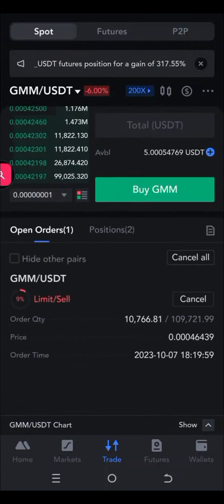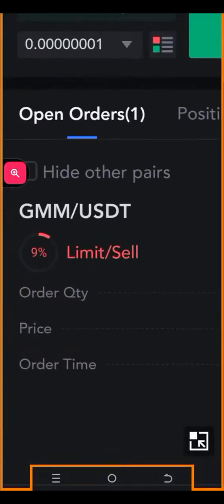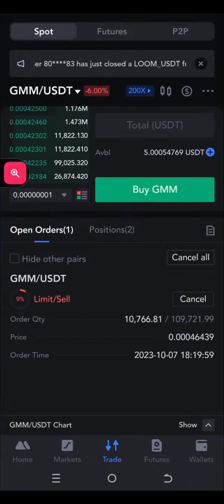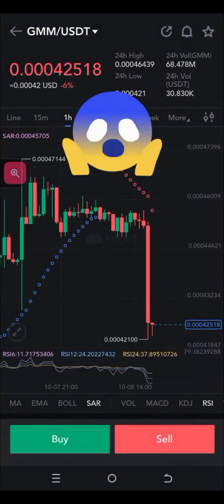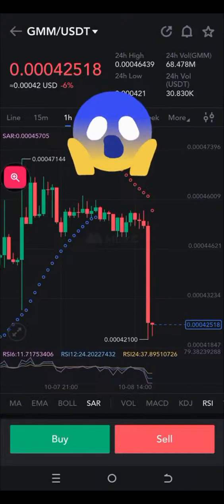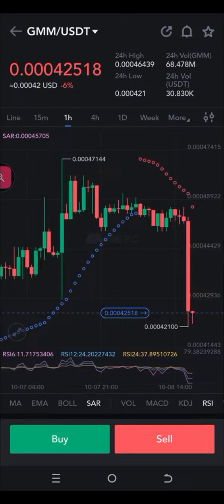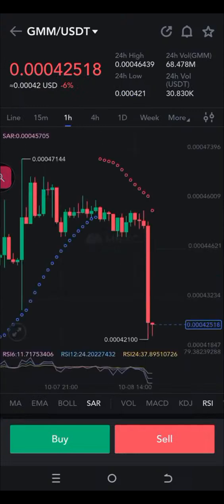Wow, I'm back and it's looking like, oh God, we've only been able to sell 9%. Look at it. 9% of the total amount has been sold. And we really still have about 91% left. Wow. And come to think of it, look at it. The price has dumped. Oh my God. This is terrible. It's really dumped. Wow.